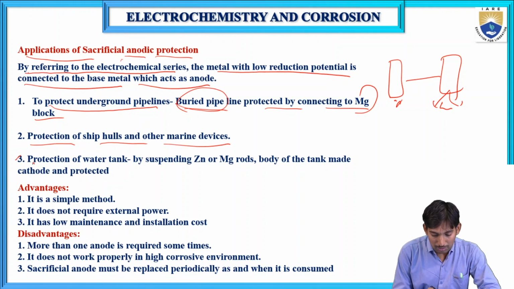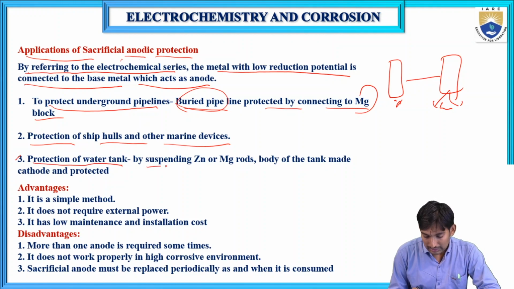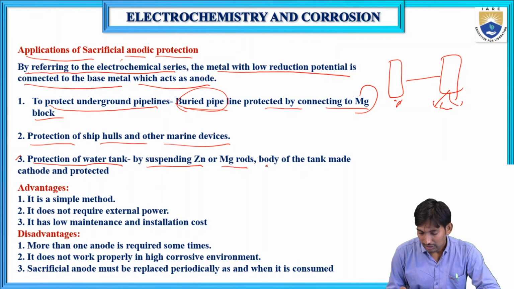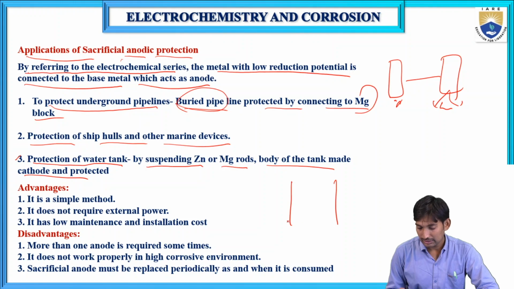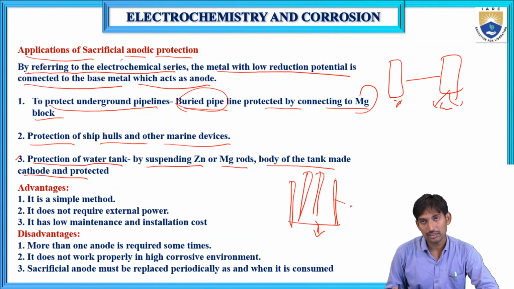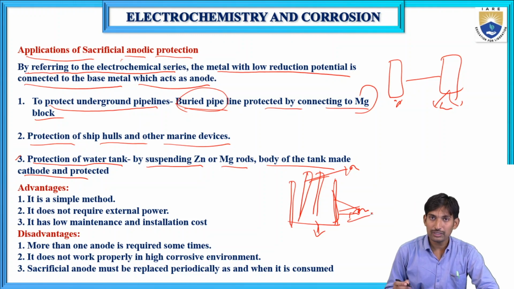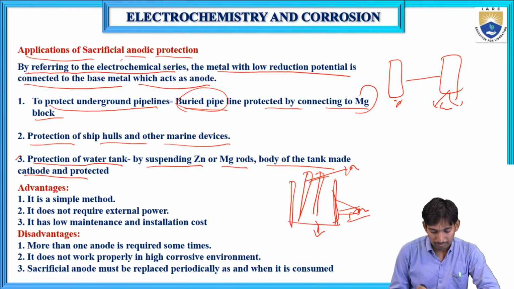The third one is protection of a water tank by suspending zinc or magnesium rods, with the body of the tank made cathode and protected. If an iron tank is there and you want to protect this iron tank from corrosion, we have to suspend zinc or magnesium rods inside this tank. These act as anodes and our tank acts as cathode. So in this way, our tank will be protected from corrosion.